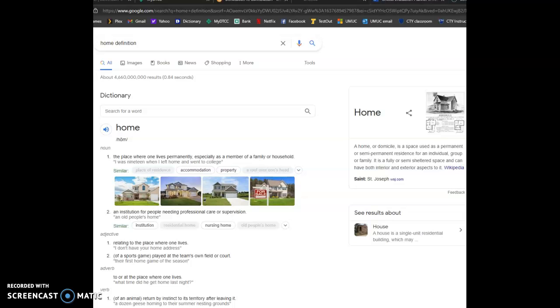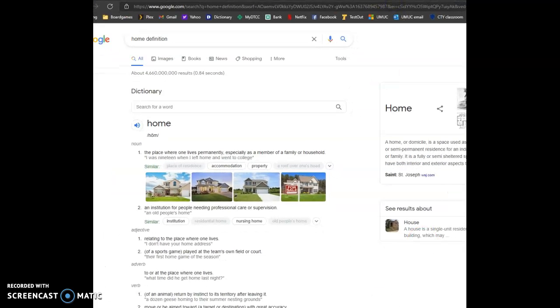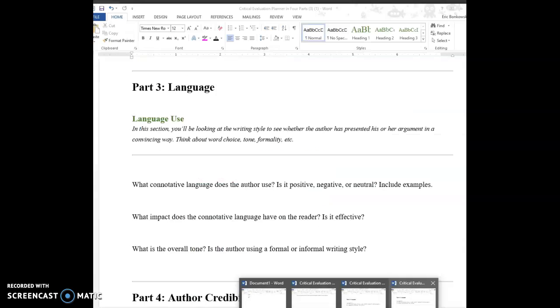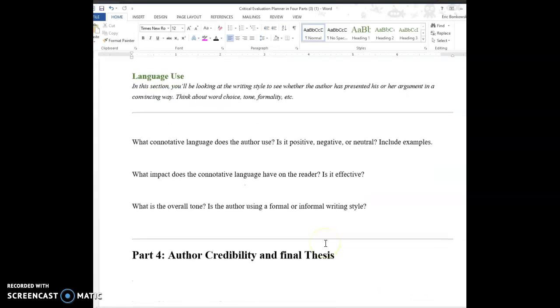So when you are going through and looking at these questions, it's asking you, what connotative language does the author use? Is it positive, negative, or neutral? And I think that's actually not a great question because connotative language can't be neutral. The whole point of connotative, so we're just going to say, is it positive or negative?